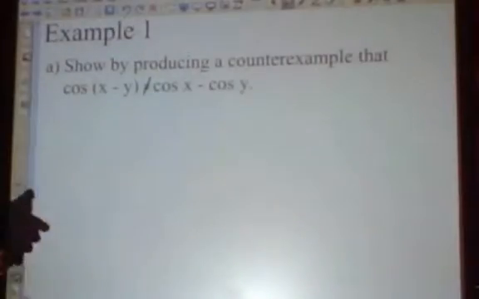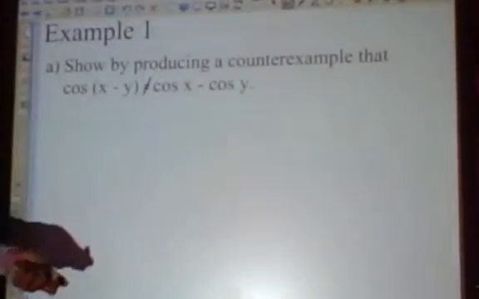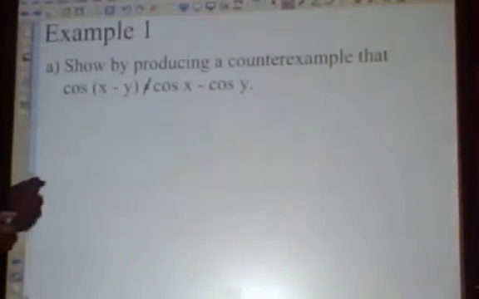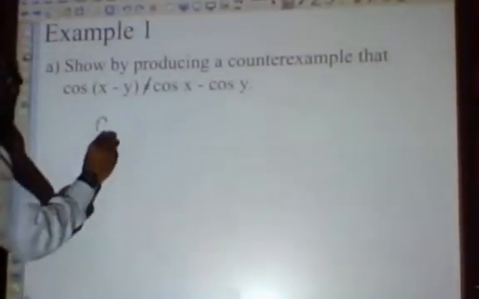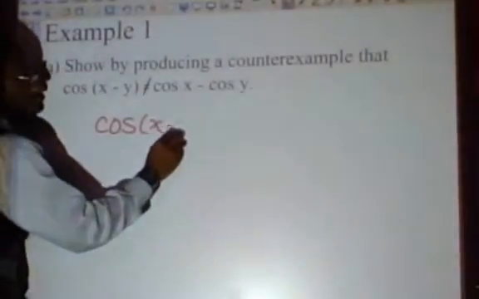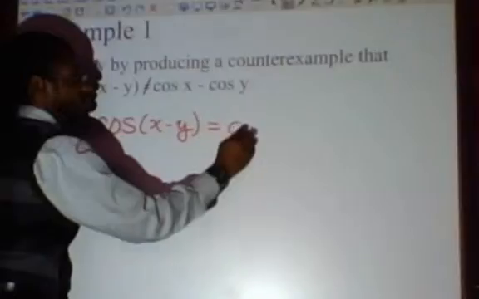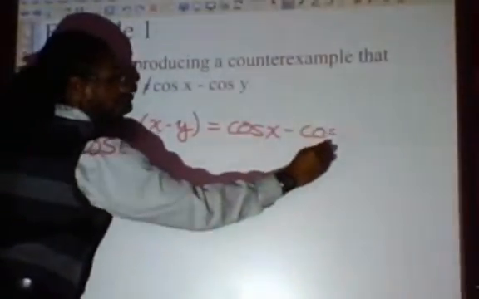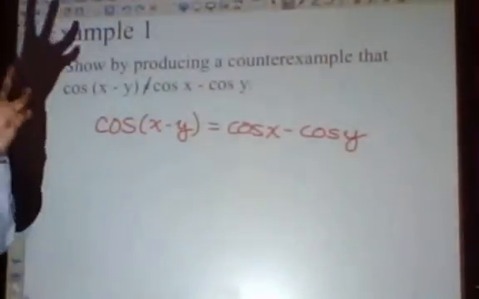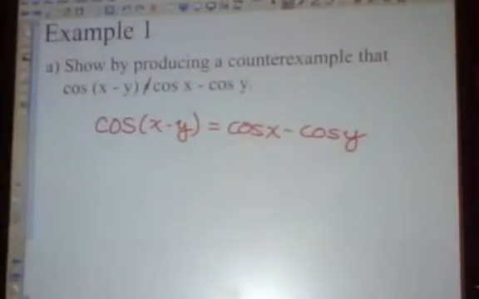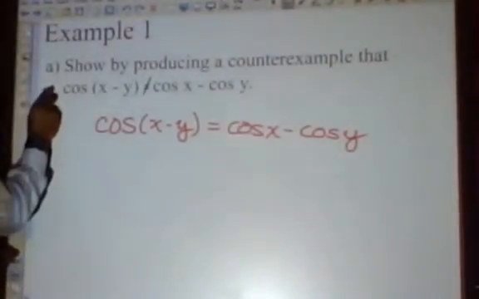Right, so let's go on to example 1 here. Let's take a look at some work dealing with the sum and difference identities for cosine. So first, we have example 1. It says, show by producing a counterexample that cosine of x minus y is not equal to cosine x minus cosine y. So in other words, what they're giving you is cosine of x minus y equals cosine x minus cosine y. They're giving you this, and they want you to show by a counterexample that this is not true.